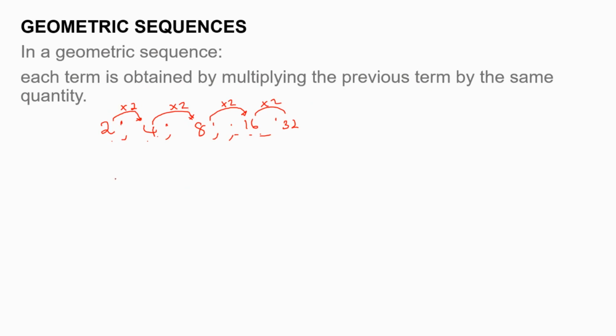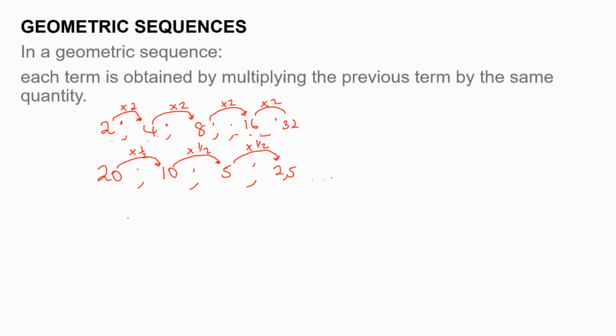Okay, let's look at another one. We can have 20, 10, 5, 2.5. It goes on like that. This is a sequence. So if you say 20 times 1 over 2, we get what? 10. 10 times 1 over 2, what do we get? We get 5. 5 times 1 over 2, what do we get? We get 2.5. It goes on like that. Each term is obtained by multiplying the previous term by the same quantity.